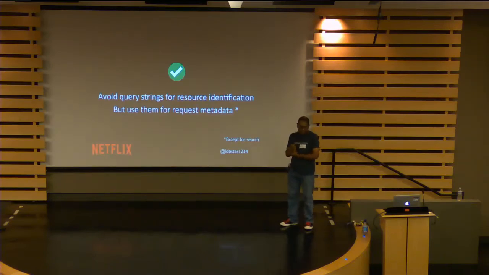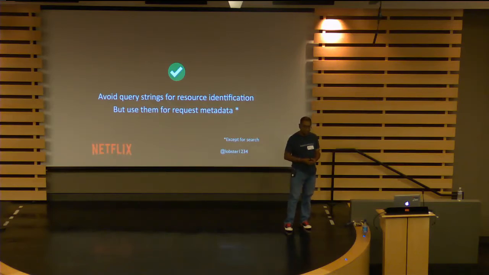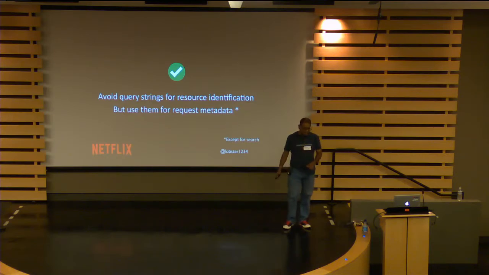So avoid query string for resource identification, right? And you can use them for request metadata. We'll talk about what request metadata is. So query strings have a lot of value, and we'll talk about where that is, except for search, because search becomes really tricky, because I'm giving a lot of name value pairs to match, and query string makes a lot of sense for those kind of things. Plus I can also bookmark it and do all those kind of things with it.